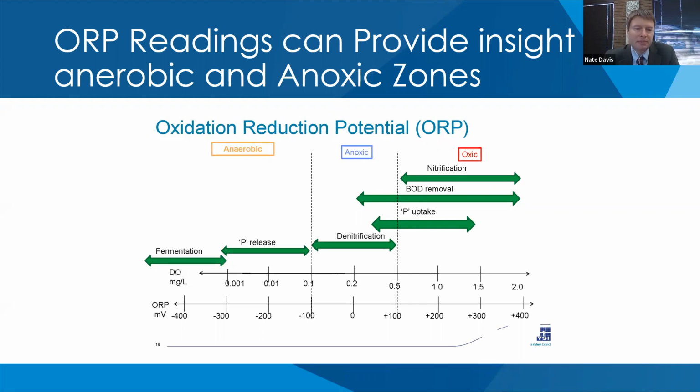On the anoxic basins, you want to try and stay in that denitrification range, between -100 and 100. If you start trending towards the anaerobic side, it's possible you can get a secondary phosphorus release, and then obviously you're going to have that soluble phosphorus go out your effluent unintentionally.